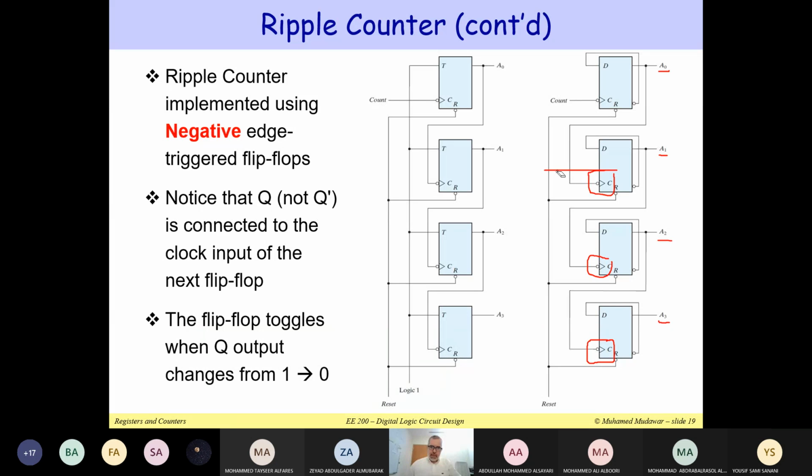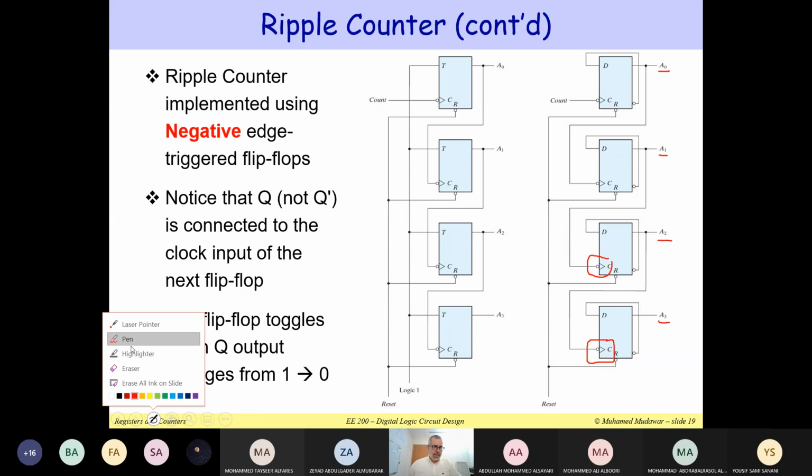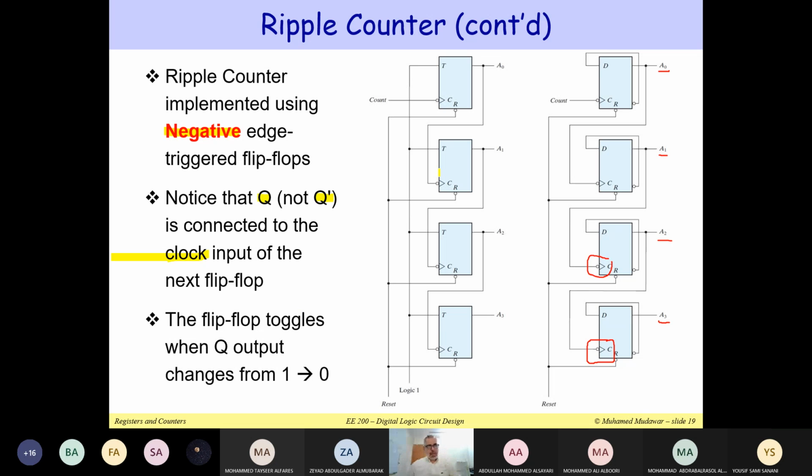Let me use my eraser. Okay, so for some reason we got this. So I hope this is clear. That's a different implementation using negative edge triggered flip-flops, whereas in the previous one we're using positive edge. And notice that Q, not Q prime, is connected to the clock input of the next flip-flop. That's because when the Q goes from 1 down to 0, then we toggle the value of A1, of the next flip-flop.